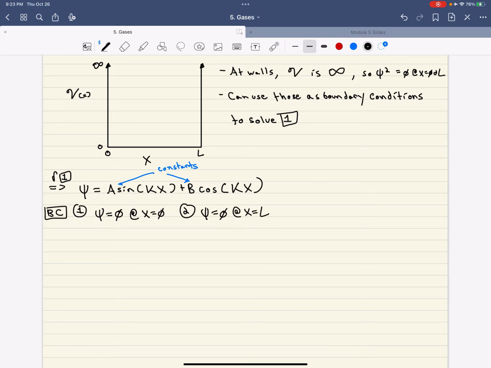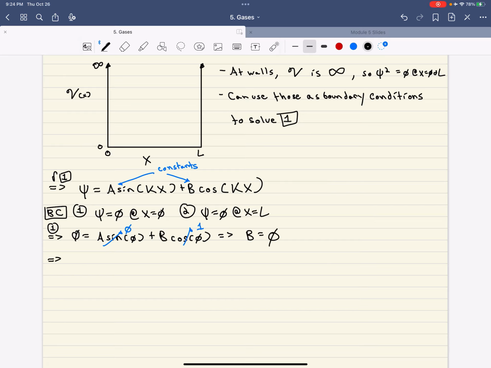Alright? And so when we apply boundary condition 1, we get 0 is equal to a sine of 0 plus b cosine of 0. Sine of 0 is 0. First term goes away. Cosine of 0 is 1. So, from applying the first boundary condition, we get that our b constant is equal to 0.